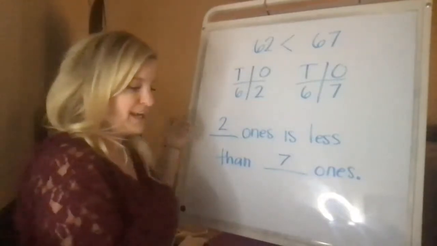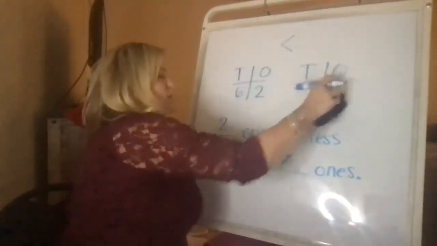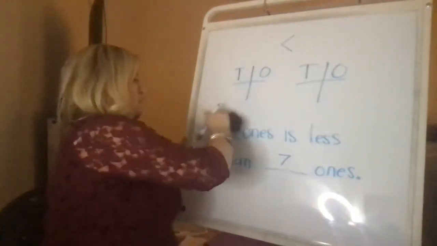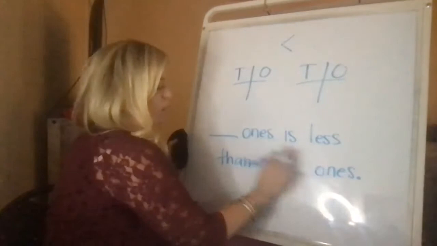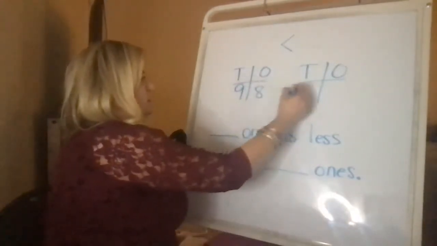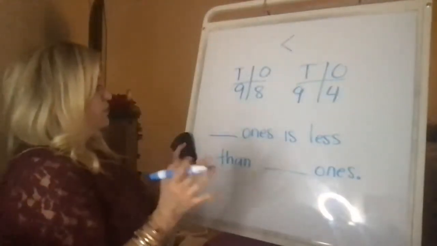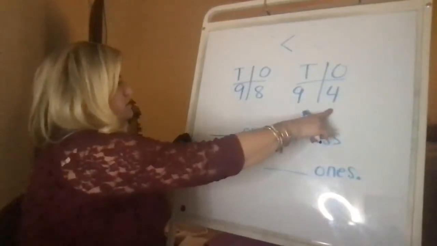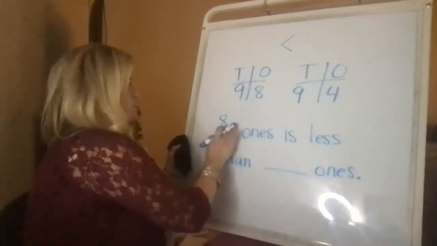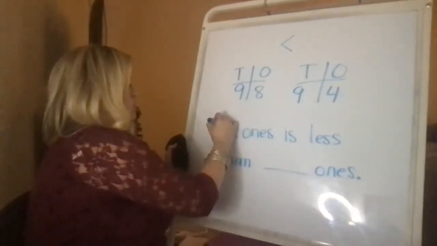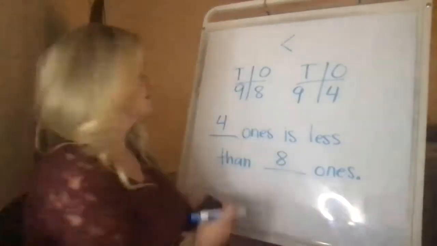Number 4, compare 98 and 94. And notice yesterday it was tens, and today it's ones. So 98 and 94. Yes, okay. So now we have the same tens. We're gonna look at the ones. Well, 8 ones is less than, oops, I did it wrong. 4 ones is less than 8 ones.